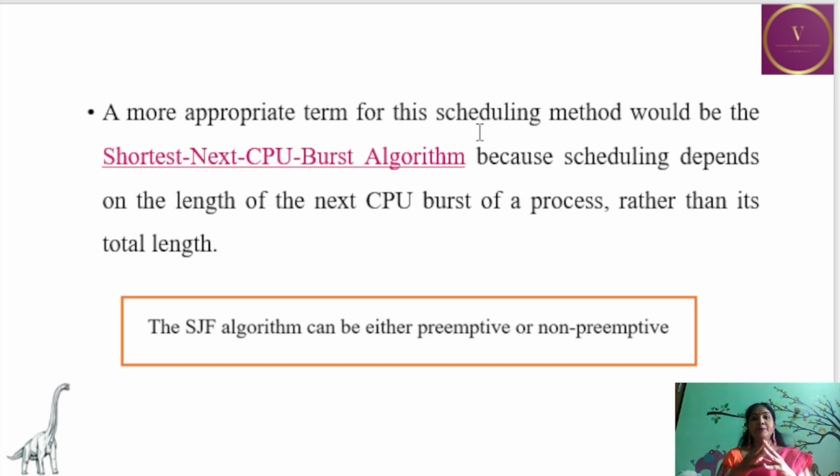We have already seen what is preemptive and non-preemptive. SJF is also of two types: the preemptive method and the non-preemptive method. This is what we'll be seeing in the next slide.